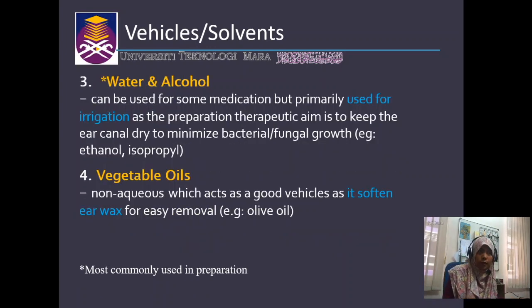Next one, we have water and alcohol. Can be used for some medication, but primarily used for irrigation. So if you want to clean your ear, then usually we will use water and also alcohol, as the therapeutic aim is to keep the ear canal dry to minimize bacterial or fungal growth. The alcohol will dry up that area. The fourth one is vegetable oils, non-aqueous, which act as a good vehicle as they soften earwax for easy removal. So if you don't have sodium bicarbonate, you can also use vegetable oil to remove any cerumen build-up.